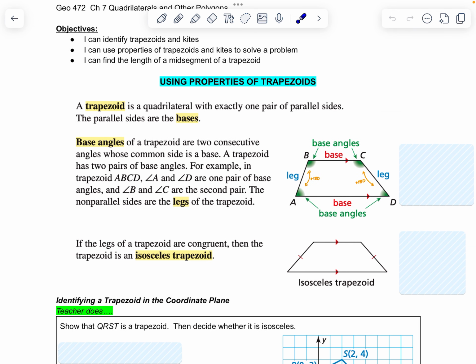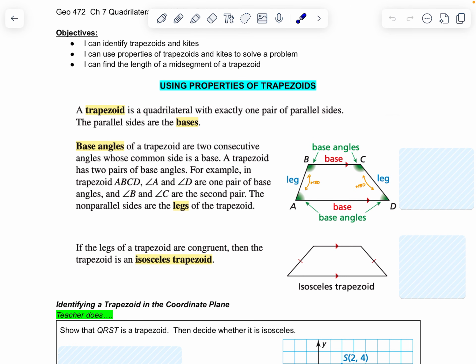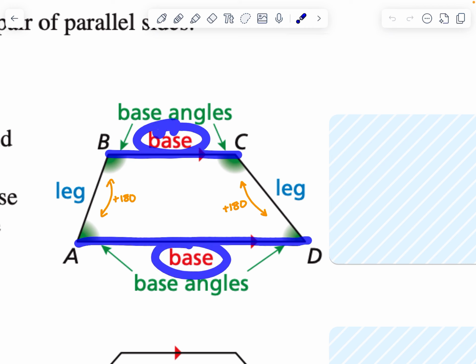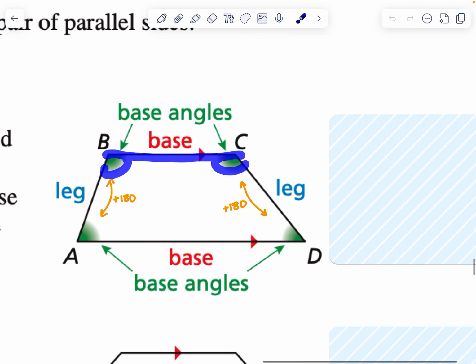A trapezoid is a quadrilateral with exactly 1 pair of parallel sides. Those parallel sides are called the bases. The base angles of a trapezoid are 2 consecutive angles whose common side is a base. Here's what that looks like. We have BC and AD. Those are our bases as they are our parallel sides. The 2 angles that are formed by one of these sides would be considered base angles. So angle A and angle D, or angle B and angle C.